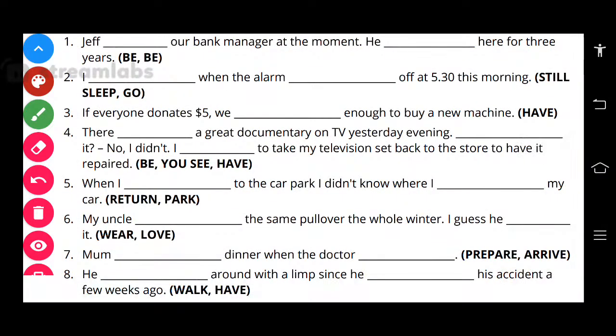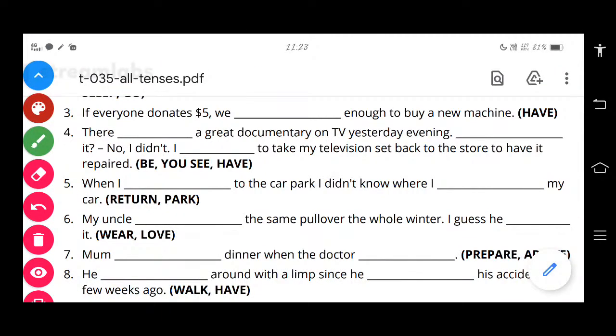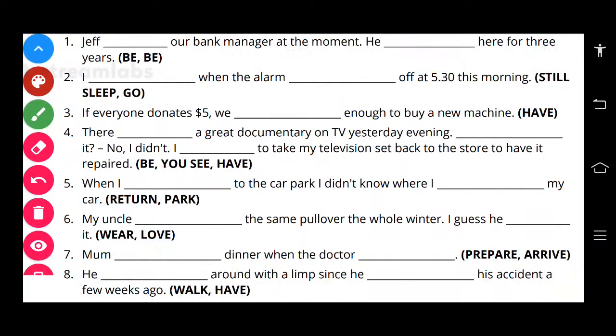Okay, next let us see the second example. I dash sleep when the alarm. It's not alarm, we have to say alarm, so R should not be pronounced here. R is a silent letter in the word A-L-A-R-M, alarm. So without R we have to read alarm. So: I dash sleep when the alarm dash off at 5:30 this morning.